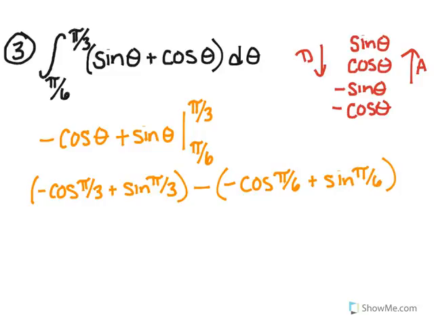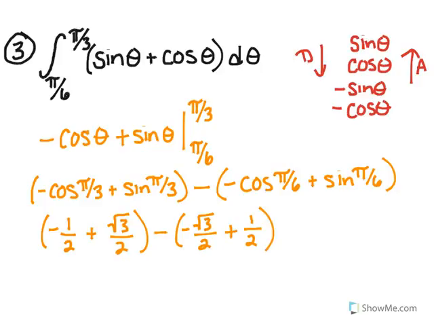And now we need to know our exact values. So if you take a look at your chart, the cosine of pi over 3 is 1/2, so this first number is negative 1/2. And the sine of pi over 3 is square root 3 over 2. And then we're going to subtract from that the negative cosine of pi over 6. The cosine of pi over 6 is square root 3 over 2, so this is negative square root 3 over 2. And then plus the sine of pi over 6, that's 1/2.